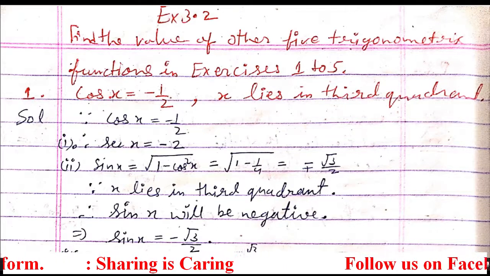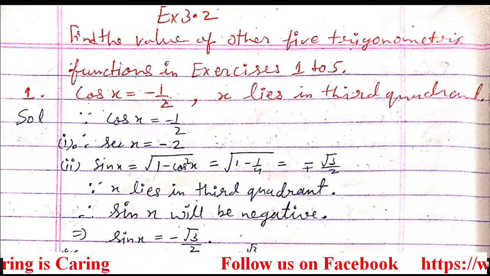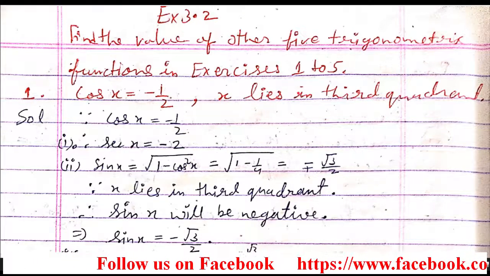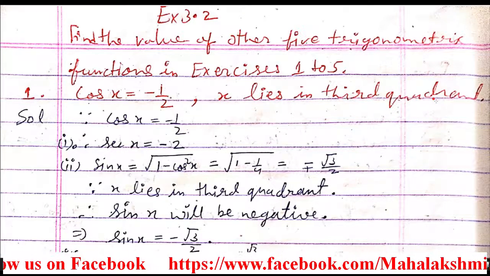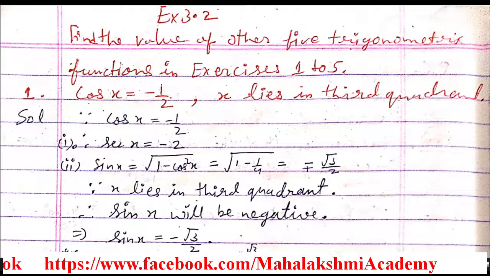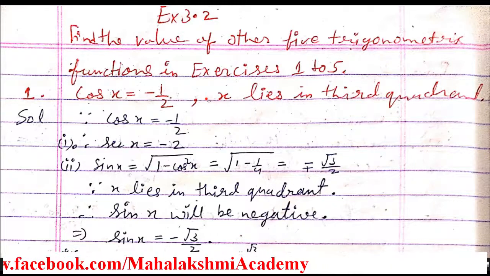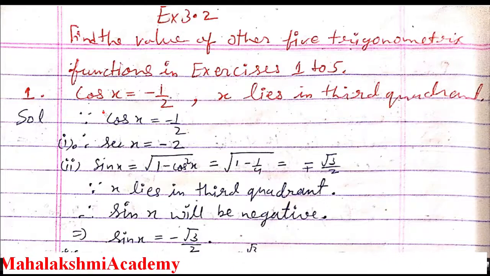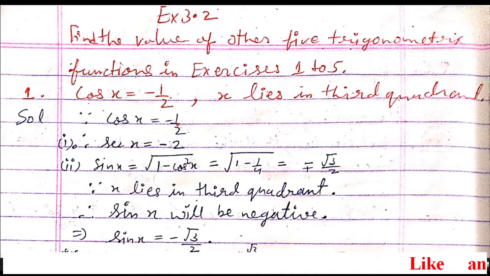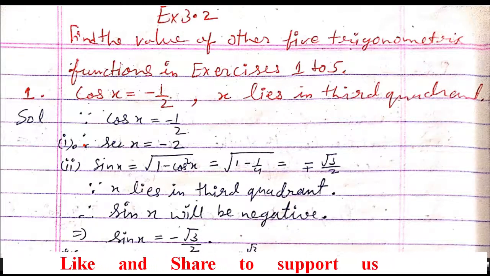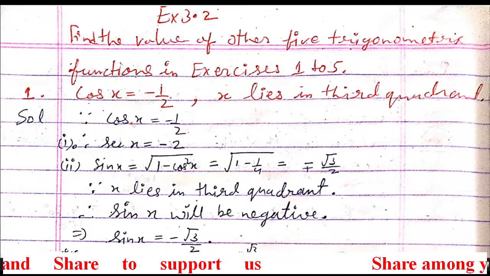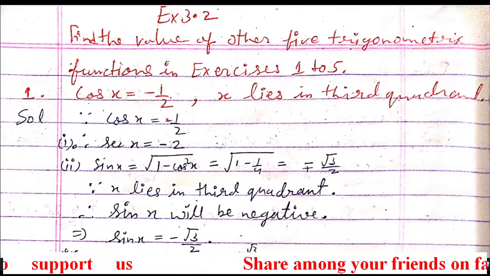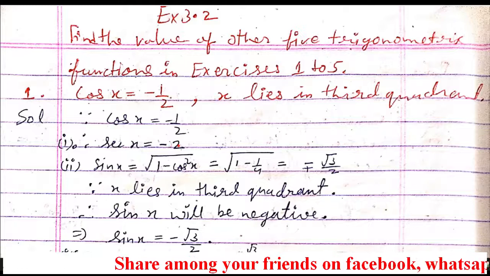In question number 1, cos x is equal to minus 1 upon 2 and here x lies in the third quadrant. According to this we have to find the remaining 5 trigonometric ratios. Here first we will start from cos x. Since cos x is equal to minus 1 upon 2 and we know that the reciprocal of cos x is sec x, the first trigonometric function which we can calculate soon after cos x is sec x. So just do the reciprocal of this, that is going to be minus 2.